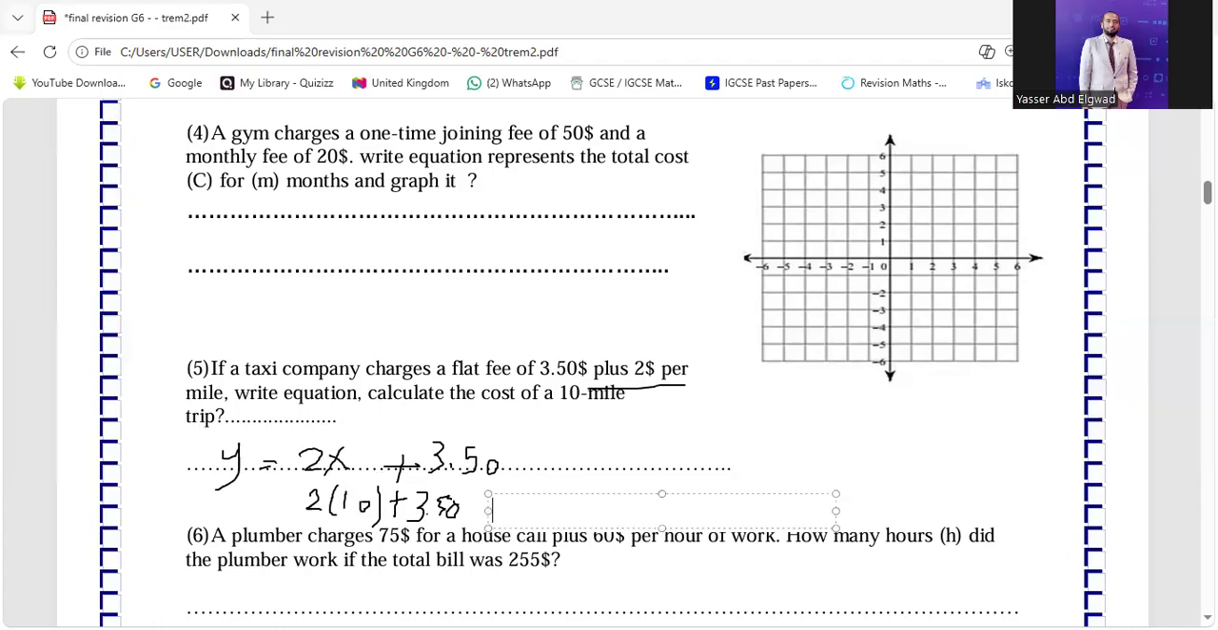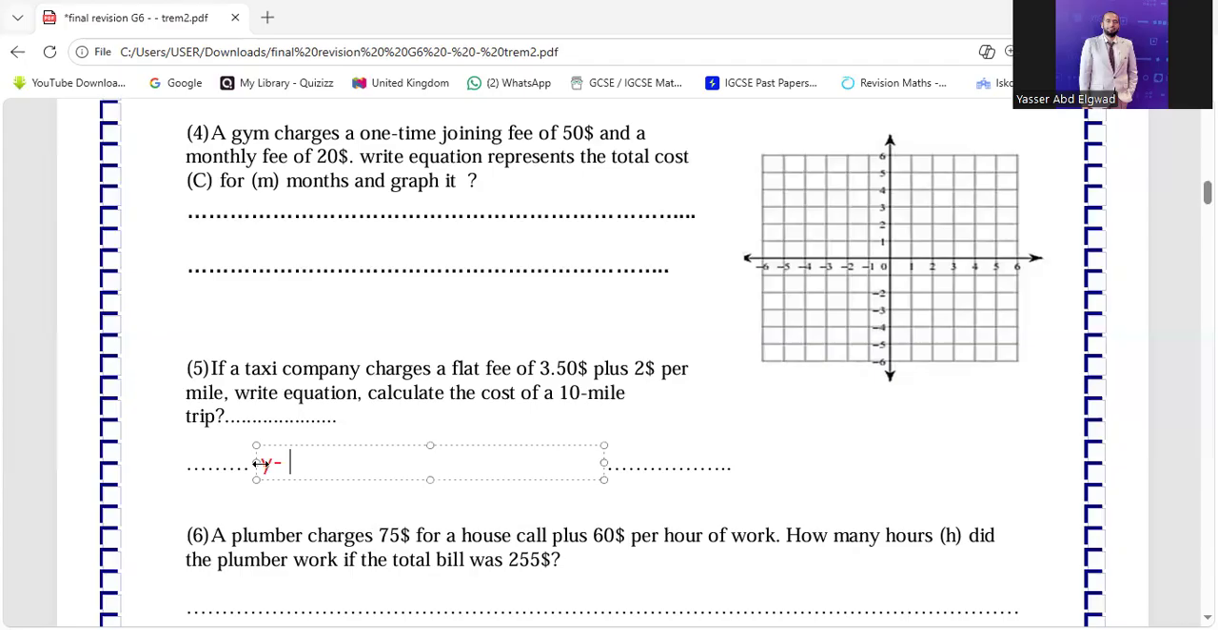As we did before, we can write it like this: y equals 2x plus 3.5. Here is the equation, y equals 2x plus 3.5, and the answer: 2 multiplied by 10, 20, plus 3.5, we get 23.